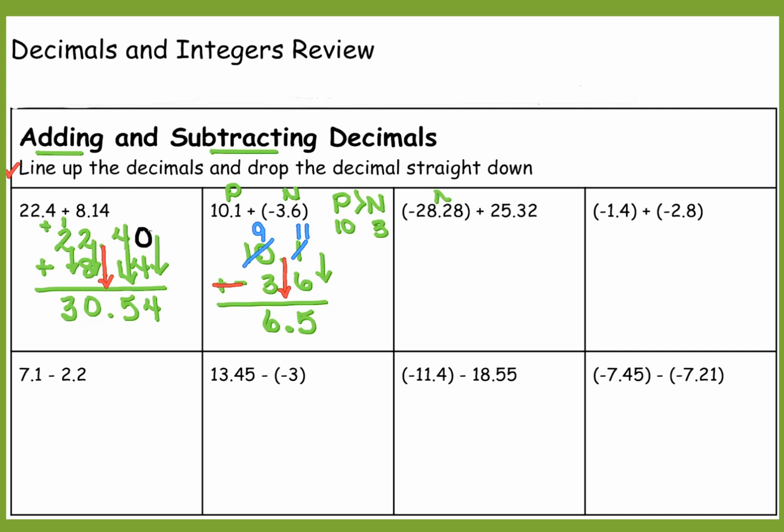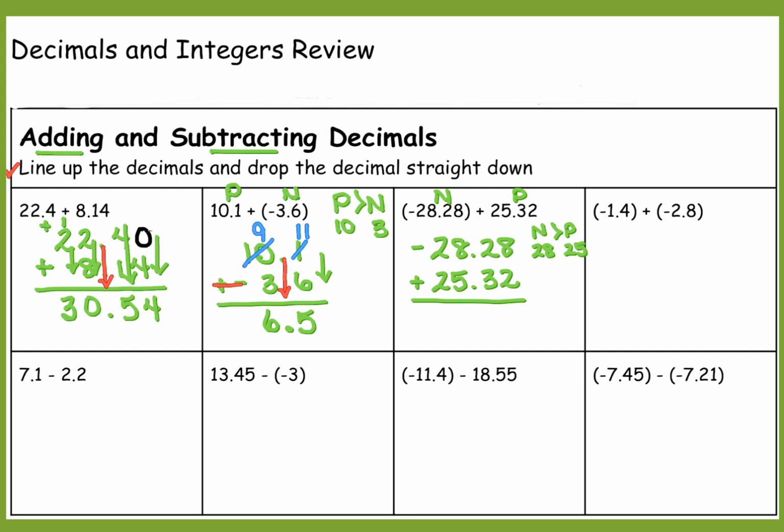Next, we have a negative number added to a positive number. So these two are different. We are going to have to compare them. When we're comparing our negative and our positive, we have approximately 28 negatives and 25 positives. That means our negatives are greater in quantity than our positives, so our answer is going to be negative. Now here we're going to take this negative 28 and 28 hundredths, and we're going to add to that 25 and 32 hundredths, remembering to line up that decimal.